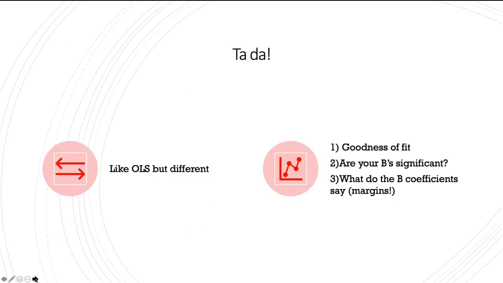I hope so. So in short, Logit is like OLS, but it's different. Like OLS, you are going to be reporting on goodness of fit. You're going to be reporting on whether or not your beta coefficients are significant and what kind of sign they might have. So are they consistent with your hypotheses? And you're going to tell me what those beta coefficients say, and that's where the margins come in handy. Since you've already done this in regression, doing it in Logit is not that much different.